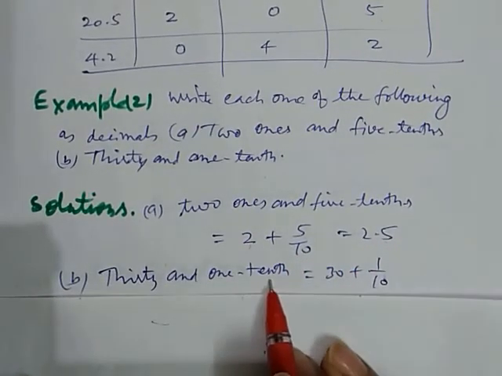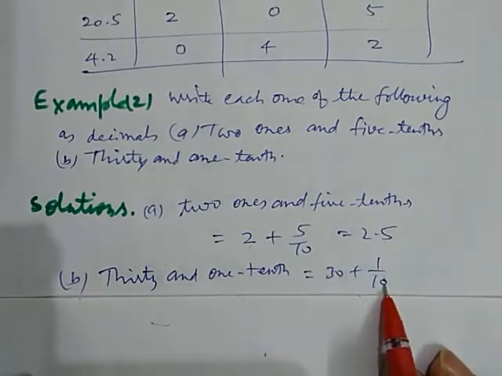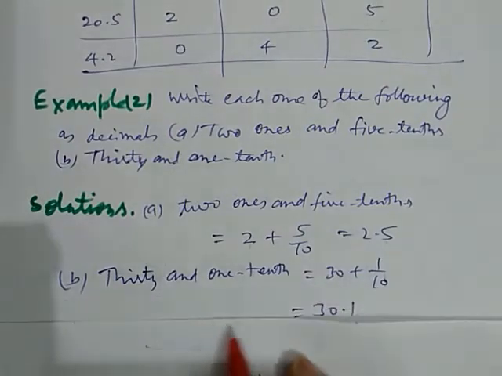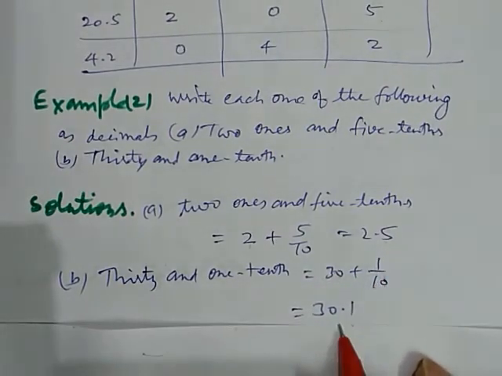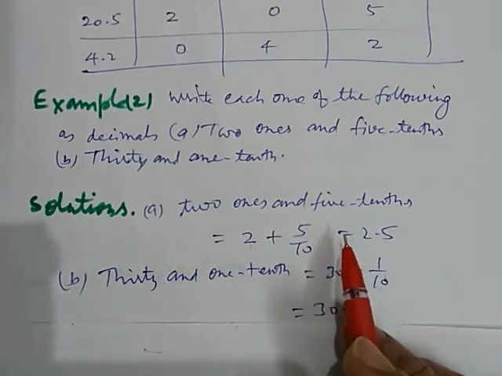Now 30 and 1/10. 30 and 1/10, that is 1 by 10. So 1 by 10 is 0.1, so we can represent it as 30.1. So this way we represent these numbers in decimal form.